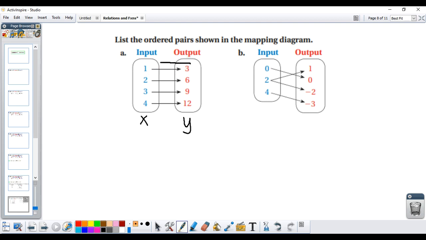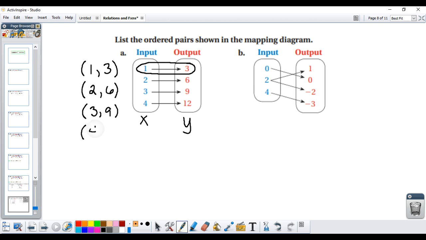The 1 has an arrow that goes to the 3. So that means that I have the ordered pair 1, 3. And then I see that the 2 is paired with the 6. So that's the ordered pair 2, 6. 3 is paired with 9. And 4 is paired with 12.